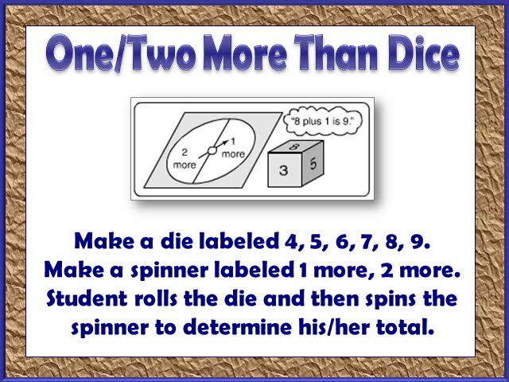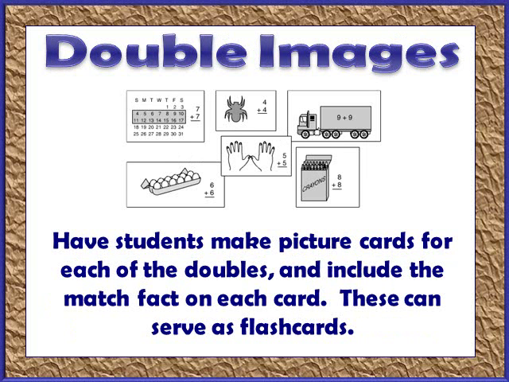The first activity is called 1, 2 more than dice. So the steps would be to make a die with the sides labeled 4, 5, 6, 7, 8, 9, and then to make a spinner labeled 1 more and 2 more. So then pretty much the students would just roll the die and then spin the spinner to determine the total. This is something that can be done really quick in just a couple minutes a day. Or this is something else that could be sent home for the students for additional practice.